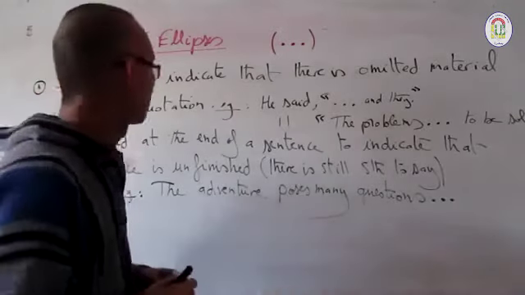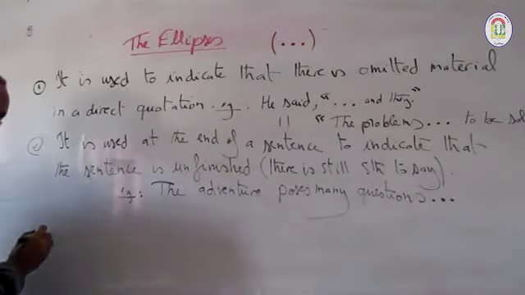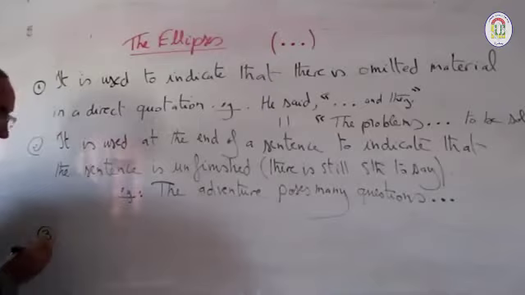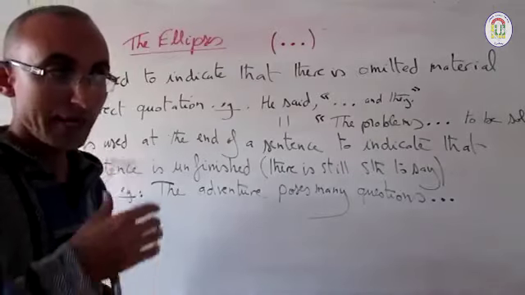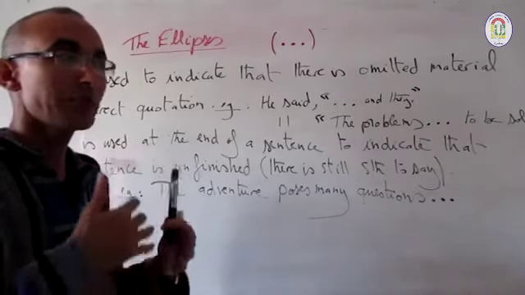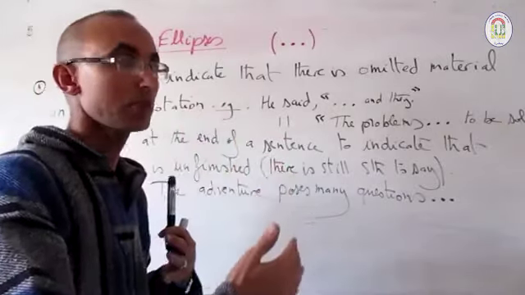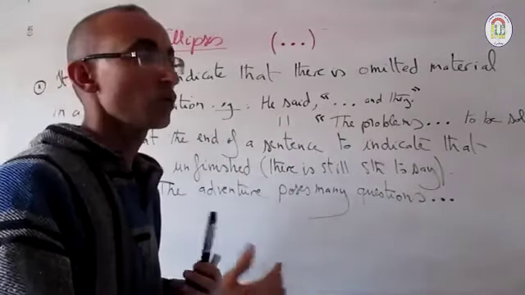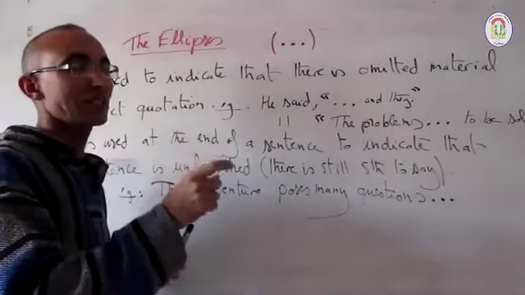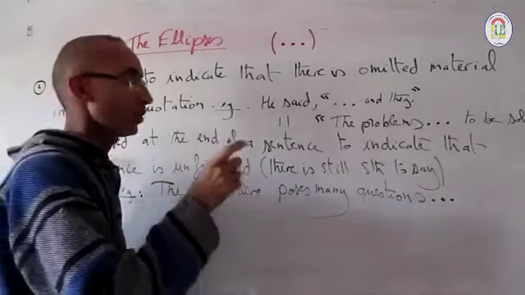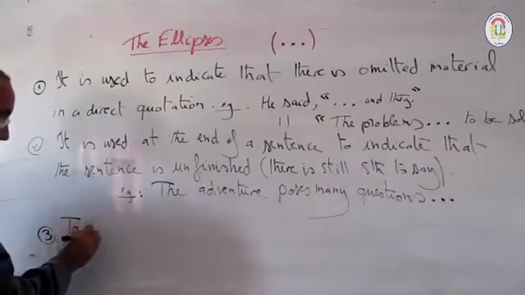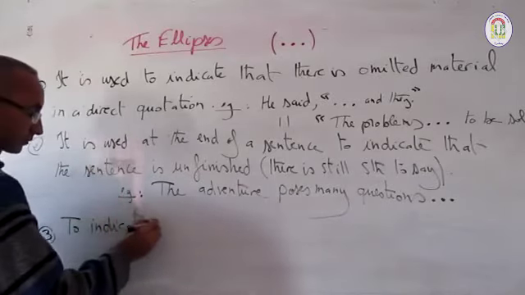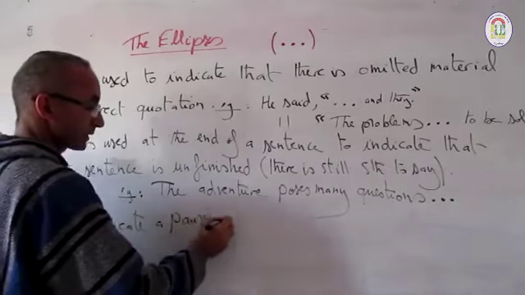Also, we have another use for this mark, the ellipses, which is also very important, and this use is used mainly in informal writing, informal writing or speech. Sometimes we want to indicate that there is a pause, a pause in speech.